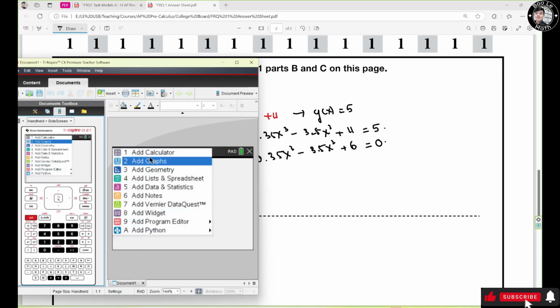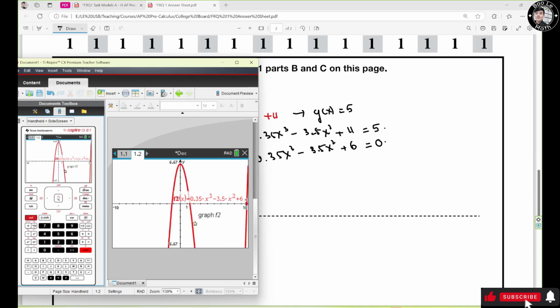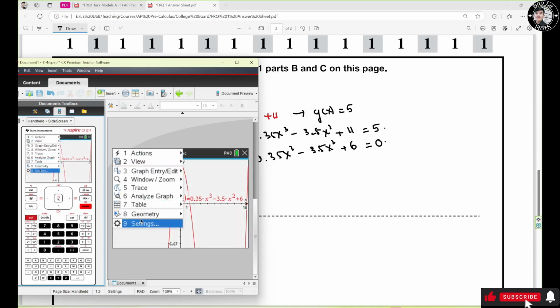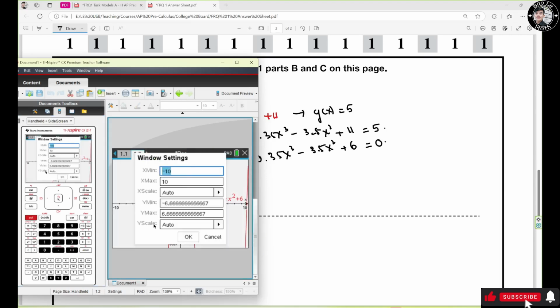First you're going to hit add graph, then you hit enter. It's going to be right here. Now you need to adjust the window setting so that you're going to see the whole graph. So right here I hit menu number 4, I hit number 1, window setting right here.